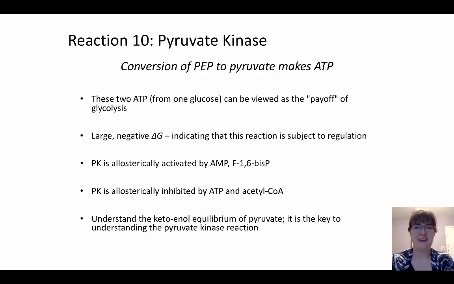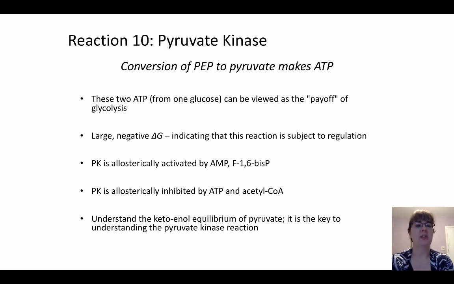Reaction 10, pyruvate kinase. What's going to happen here is two ATP molecules are basically used as the payoff of glycolysis. Up until this point, assuming everything's gone as planned, we had two priming reactions that used ATP, and then we got back two ATP molecules. So finally, in pyruvate kinase, we're going to actually get two extra.